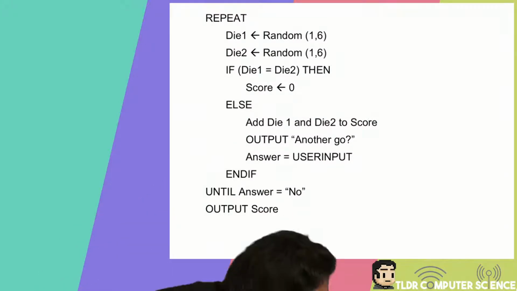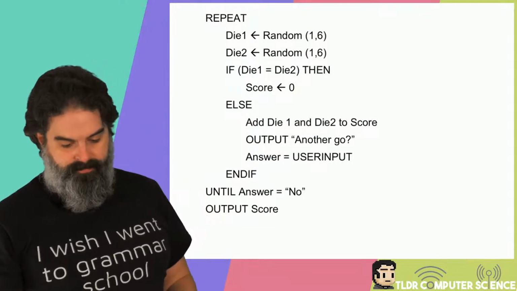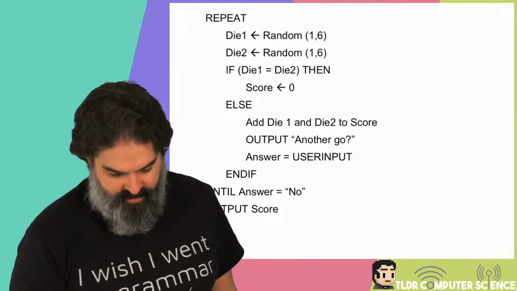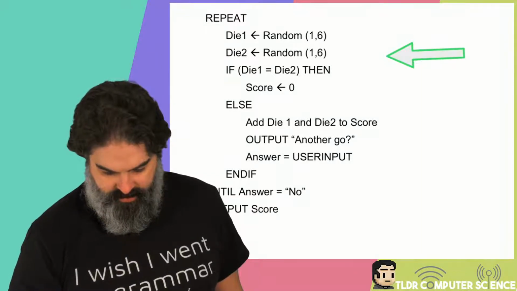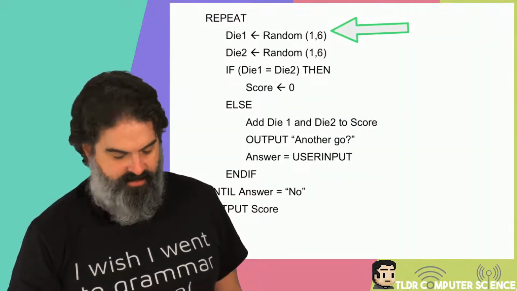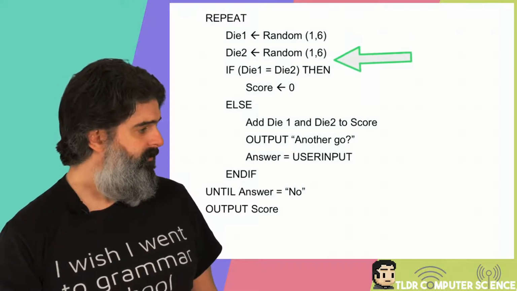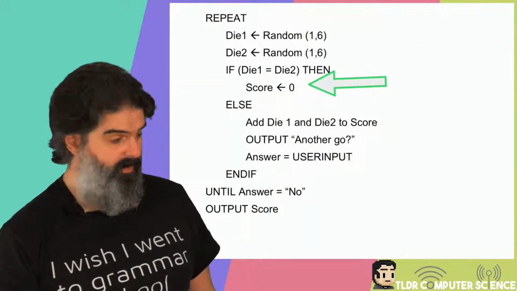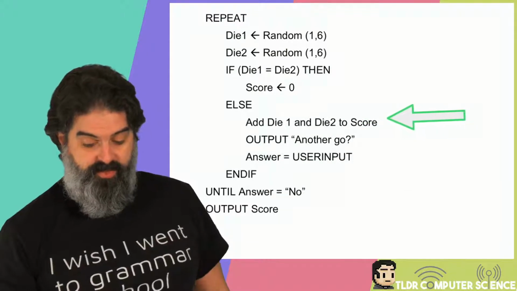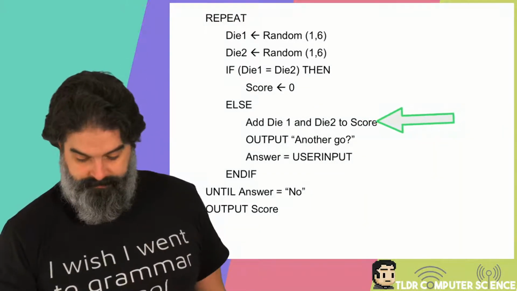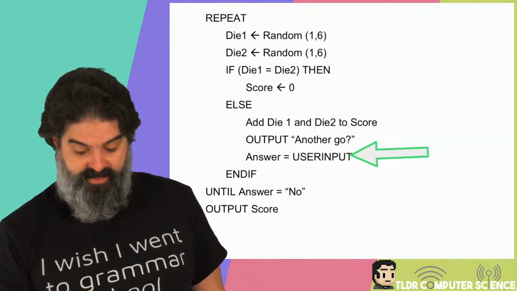So, yes, this bit makes sense. The random number. So this bit makes sense. Generate a random number. Generate a second random number. If they match each other, then score should be 0. Fine. If they don't match each other, then add die 1 and die 2 to score. Yeah, agree with you. Ask if you want to have another go. And then if you said yes, you go again.